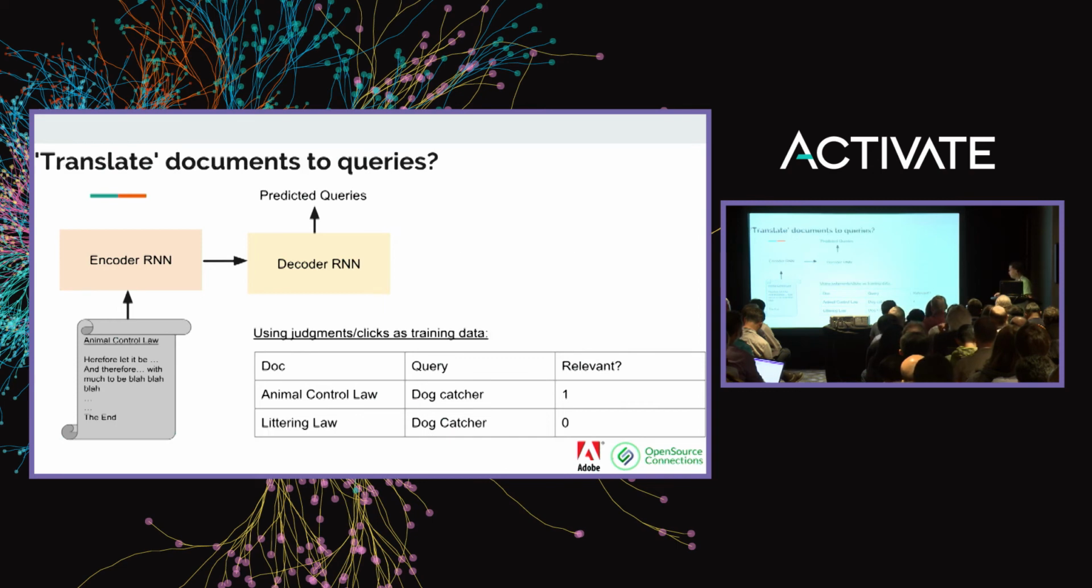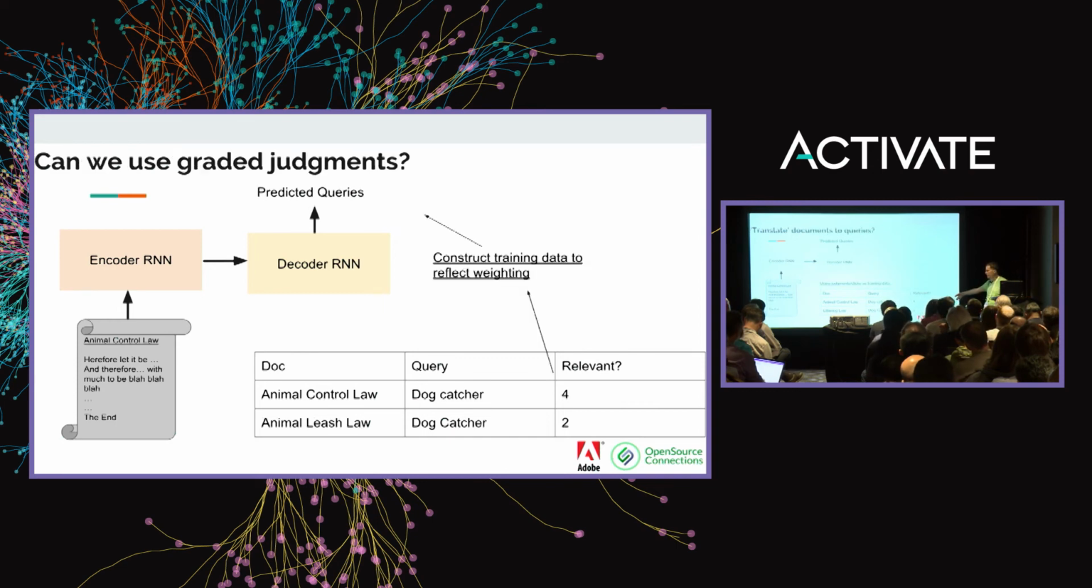And of course, this is a 1-0 sense of relevance. The output is predicted queries: we're putting in our document, and we're predicting queries that would match it. This output is probabilistic, and we can play with the training data. We can say, oh, actually, dog catcher is really likely for this document, but it's only moderately likely for this one. So we can play with the probabilities of the queries that are going to be predicted by a document.